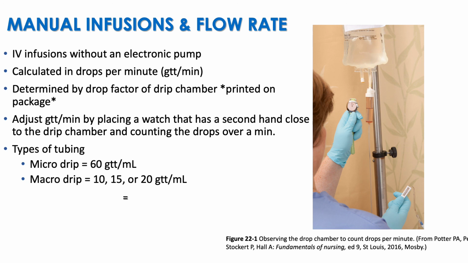And then the macro drip tubing delivers larger drops. So it could be either 10, 15, or 20 drops per 1 milliliter. These are used in cases where it's not as critical to be as accurate, because again, the drops are larger. I'll just tell you now, what we'll do in lab is practice with macro drip tubing. This is what you see most often, what you would deal with most often. So that's what we will practice with, counting the drops on the macro drip tubing.